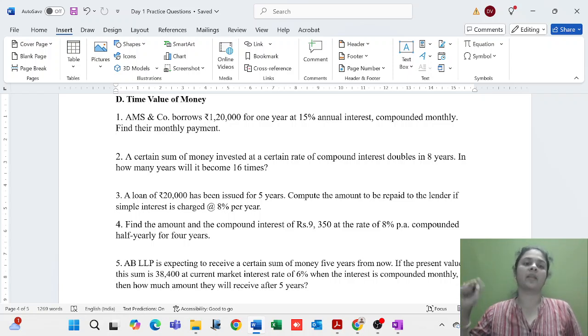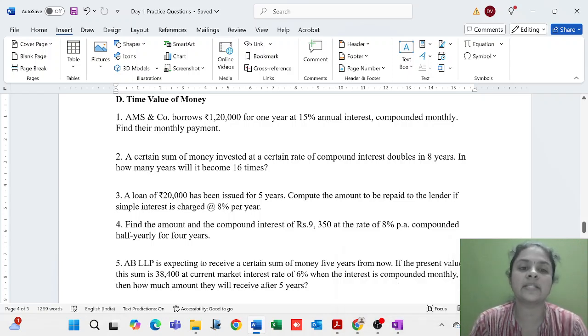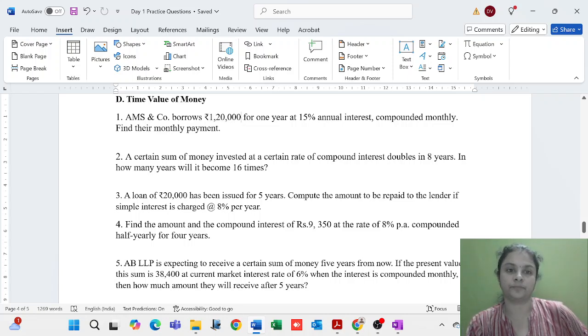First one, AMS and Co. borrows 1,20,000 for 1 year at 15% annual interest, compounded monthly. Find their monthly payment. Borrows for 1 year. So this is the principal amount or the maturity amount? Principal amount. Very good. This is the principal amount. Rate of interest 15%. Compounded monthly.